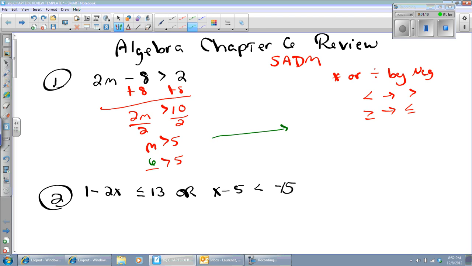So on my number line, 5 would be here, 6 would be here. I'm going to have an open point on 5. I'm going to shade towards 6.